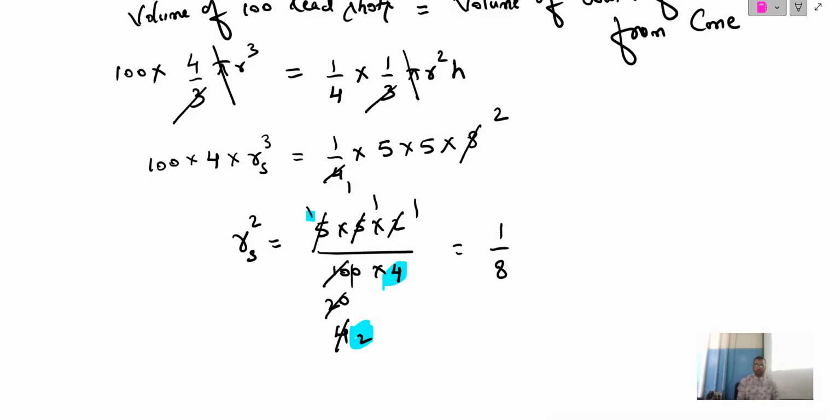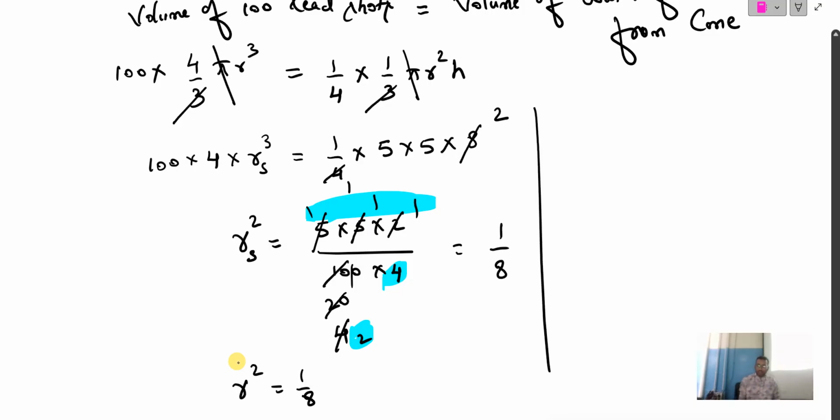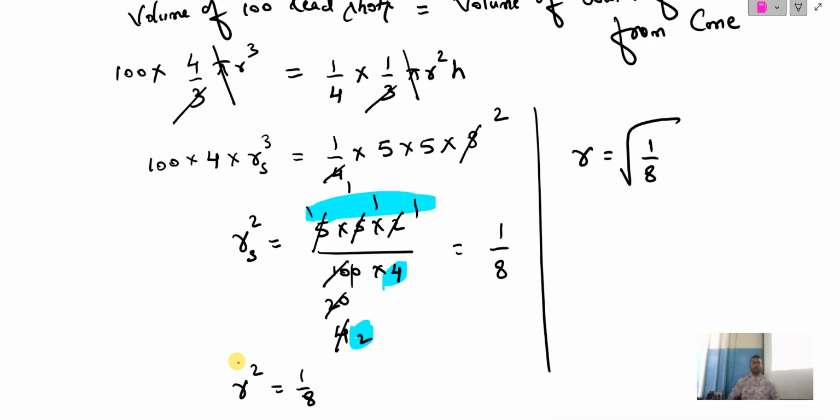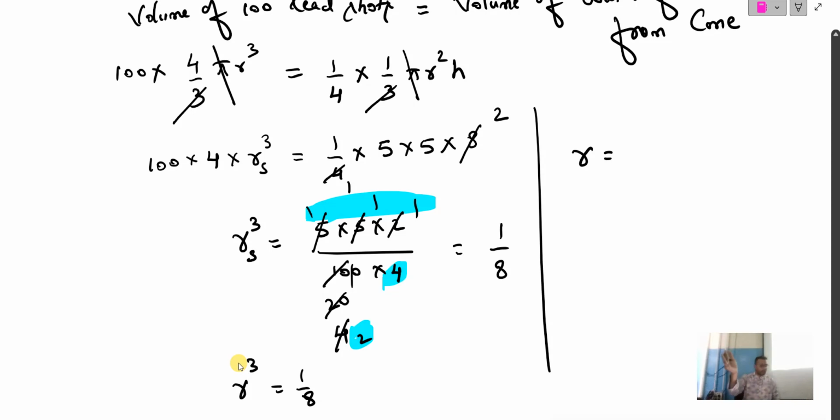What is the meaning of cube root? Same number multiplied with same number. If you multiply 3 times, we should get that answer. Cube root of 1 is 1 because 1 into 1 into 1 is 1 only. Which number, if you multiply 3 times, gives 8? 2. So R is equal to 1 by 2. That is the radius of sphere, which is nothing but the lead shot, equal to 1 by 2. That's nothing but 0.5 centimeters, half.